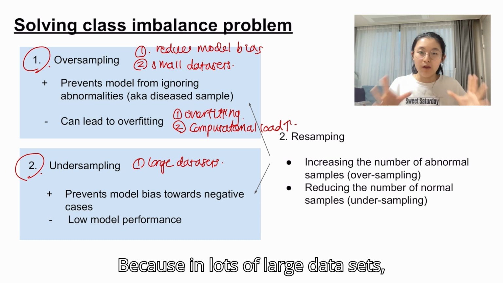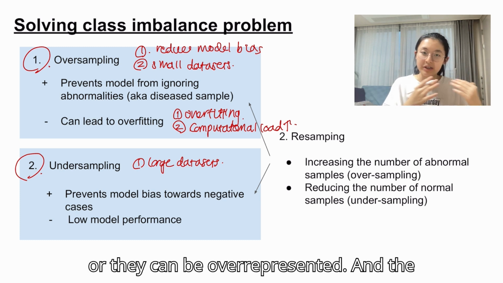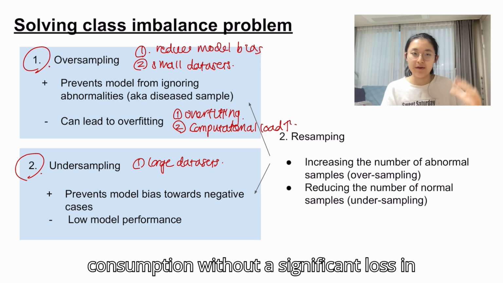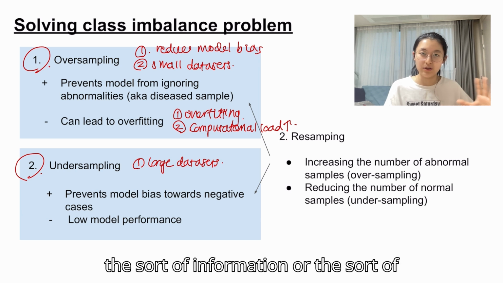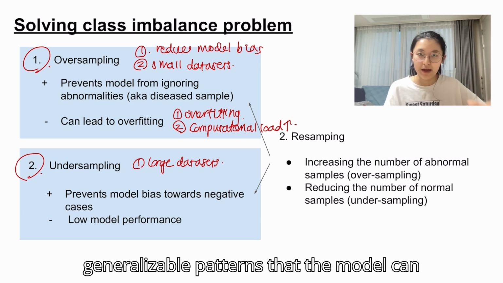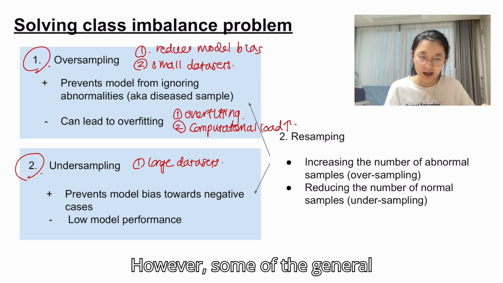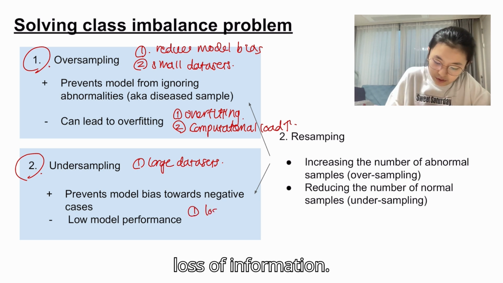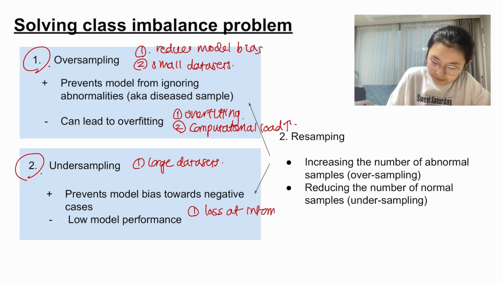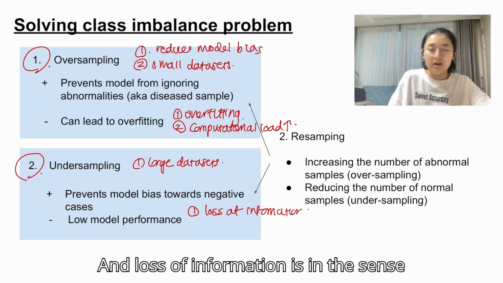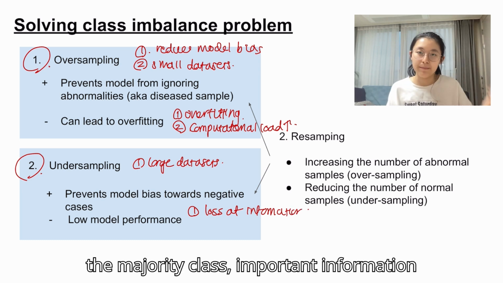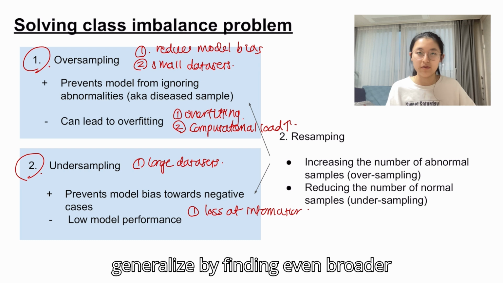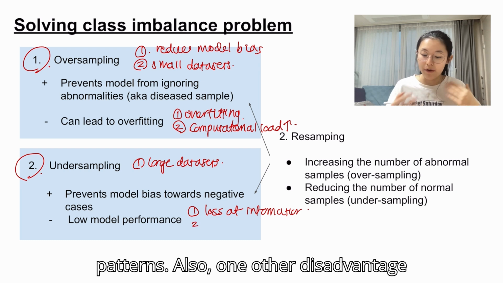Because in many large data sets, majority classes can often be redundant or overrepresented, undersampling in this case can reduce training time and resource consumption without a significant loss of information or of the generalizable patterns that the model can extract by studying the data set. However, some of the disadvantages of undersampling include loss of information. Because we're removing samples from the majority class, important information might be discarded, which could be detrimental to the model's ability to generalize by finding even broader patterns.